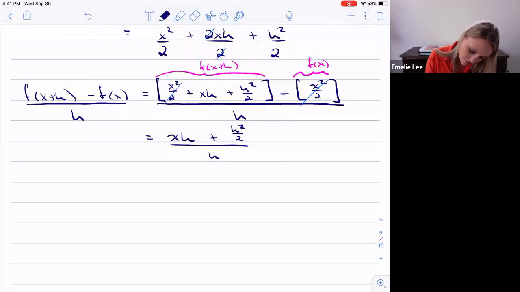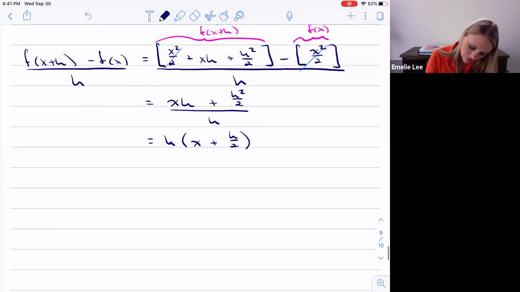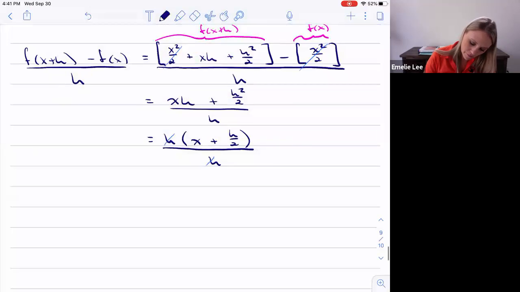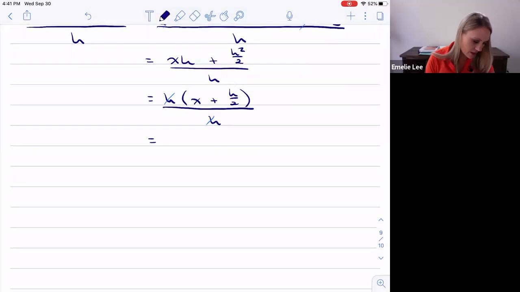So what we have is h times x plus h over 2, over h. And because I'm multiplying h by something over h, again, I'm able to cancel those guys. Bink, bink. So then my difference quotient is going to be x plus h over 2.